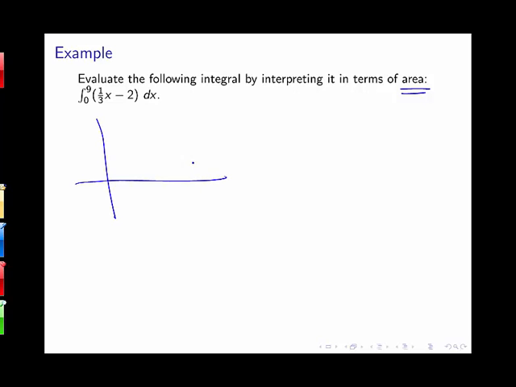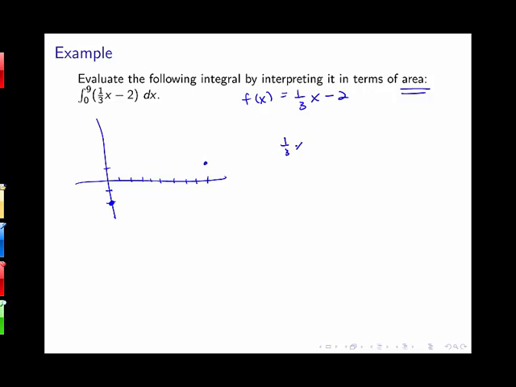So here my function is 1/3 x minus 2. Okay, so I want to draw that because I'm going to be interested in shading what the area is that I'm looking for over this interval from 0 to 9 and finding it using geometry. So when x is 0, I'm at -2. Let's see, when x is 9, 2, 3, 4, 5, 6, 7, 8, 9 here, we're going to be at 1 because we'll have 9 over 3 is 3 minus 2 is 1.